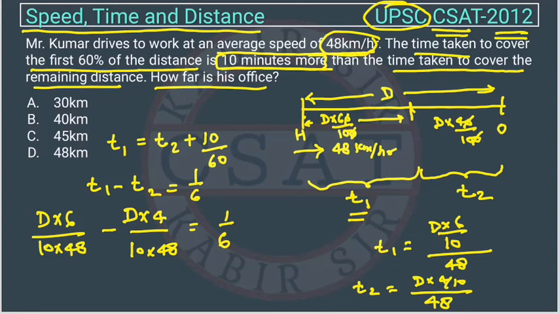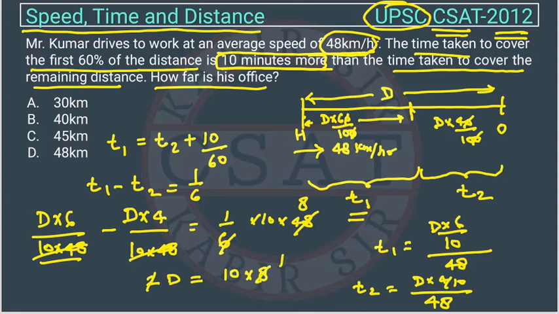Now we will take the LCM. We can directly take it here: this will be 10 into 48, and from 6 this will go 8 times. So 6d minus 4d will be 2d, and 2d will be equal to 10 into 8. This 2 will cancel this 8, 4 times. So d will be 40. So d is what?